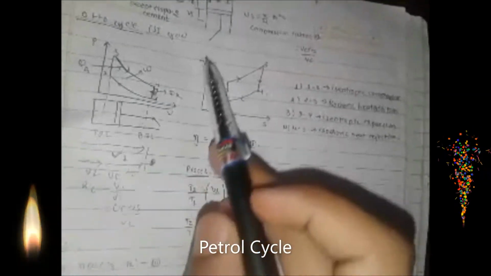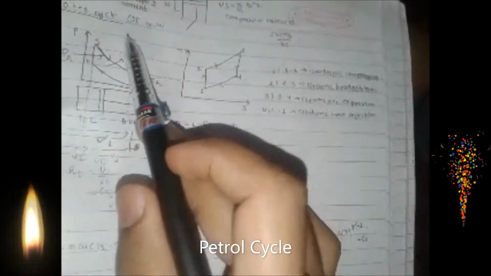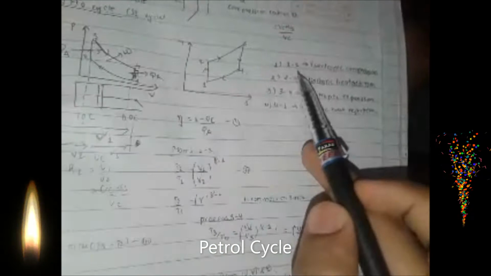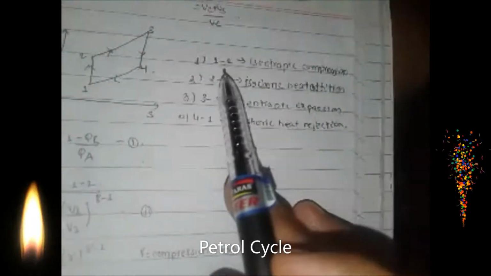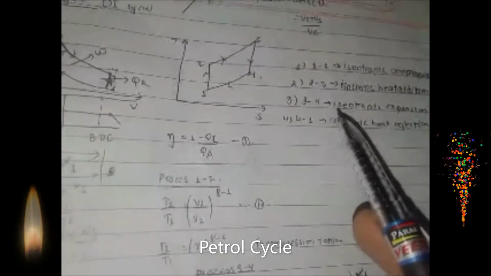And for this Otto cycle, the Otto cycle is also called the SI cycle, the spark ignition cycle. The processes involved are 1 to 2 isentropic compression, 2 to 3 isochoric heat addition, 3 to 4 isentropic expansion, and 4 to 1 isochoric heat rejection. Isochoric means constant volume, and isentropic means adiabatic as well as reversible.